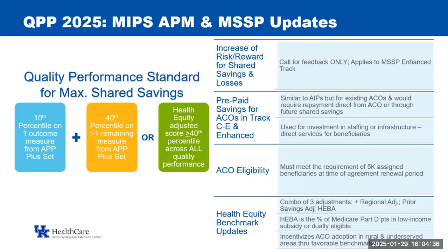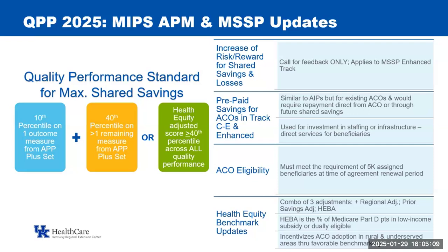Now, CMS had sent out a request for information around how to make the shared savings program a little bit more financially lucrative. This would apply only to the enhanced track, which is an advanced alternative payment model. So remember, both tracks E and the enhanced track have that advanced alternative payment model designation where you could qualify as a QP and be MIPS exempt.